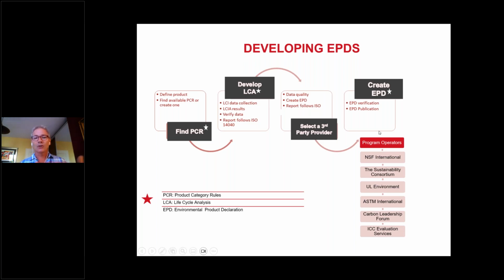And you have your EPD, they're good for 5 years, and you have all these different program operators that can do this for you. So whether it's BASF or Sustainability Consortium, ULE, Underwriters Laboratories Environment, that used to be the GreenGuard indoor air quality folks. ASTM does them, Carbon Leadership Forum. A lot of people do these. Or EPD Hub.